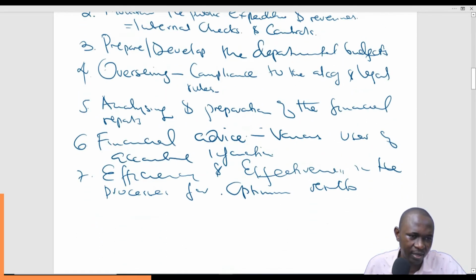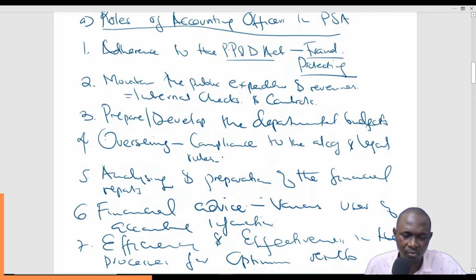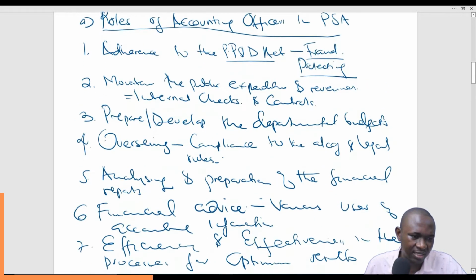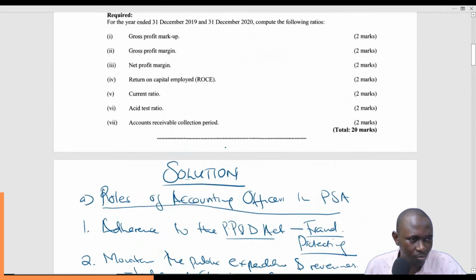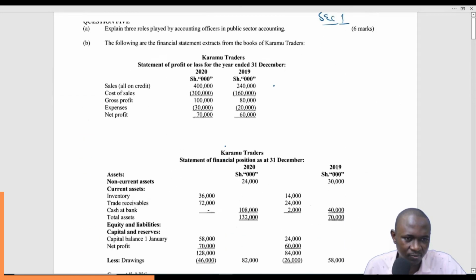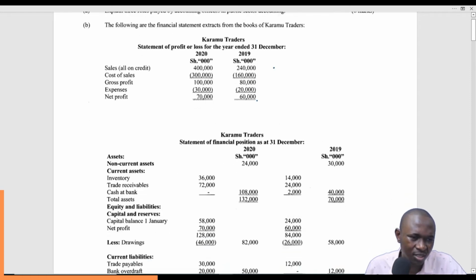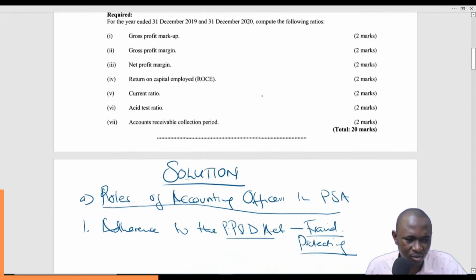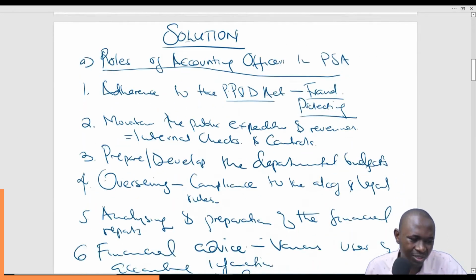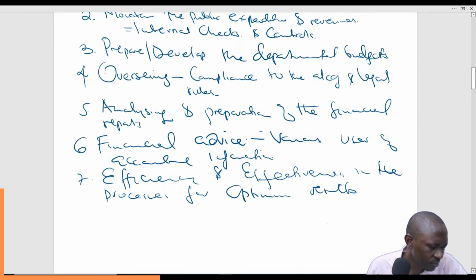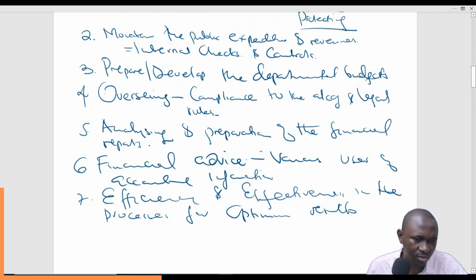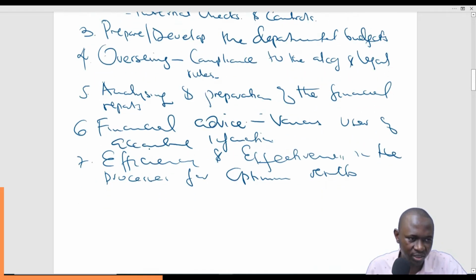So all these are roles, and any of these should be able to give you the 2 marks that you so much need. Any 3 points will give you 6 marks, but it's not a mistake to write 5, 4, or 6 points if you have them. It's okay, but make sure you start with the strong points first before you embark on the weaker points that you may be doubting.